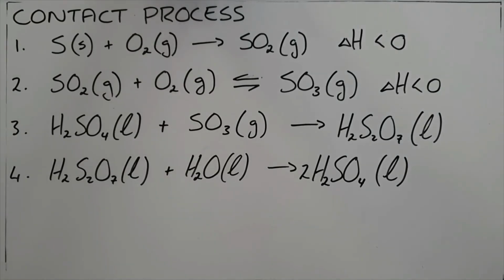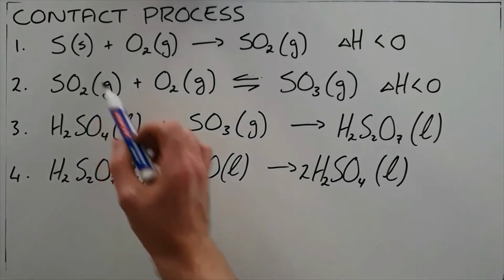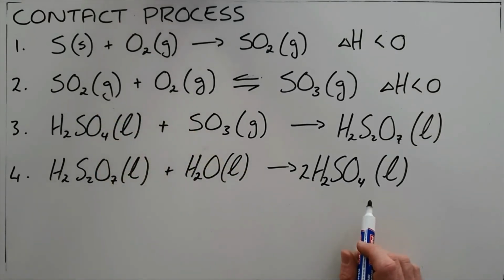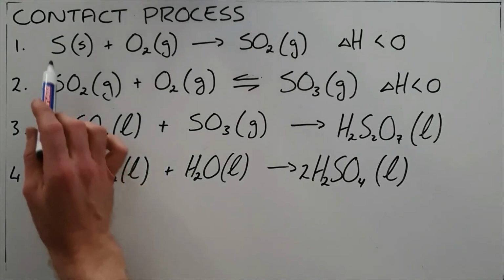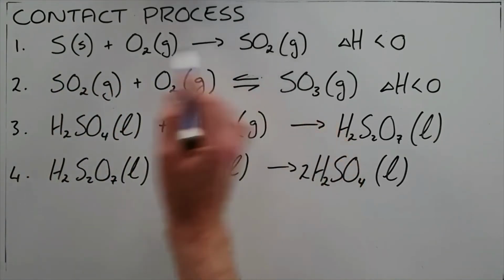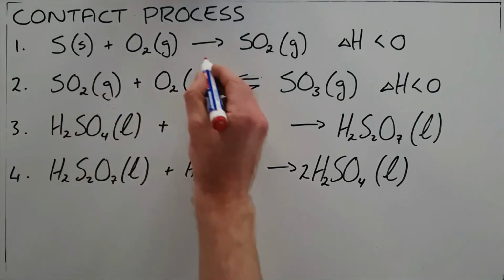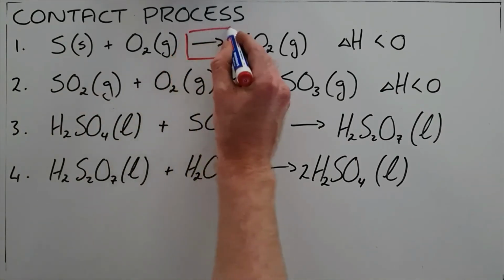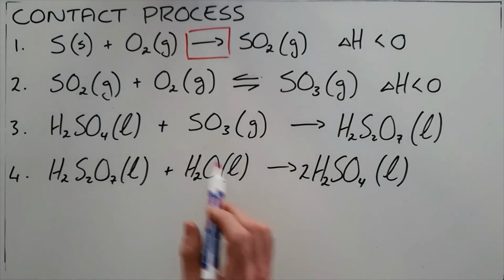The contact process is the third important process in the fertilizer industry. As you can see, it ends with the production of sulfuric acid that we use in a number of our fertilizer minerals. So the process starts with burning of sulfur and oxygen to form sulfur dioxide. As you can see here, this is also a one-directional reaction, and it is shown as such.